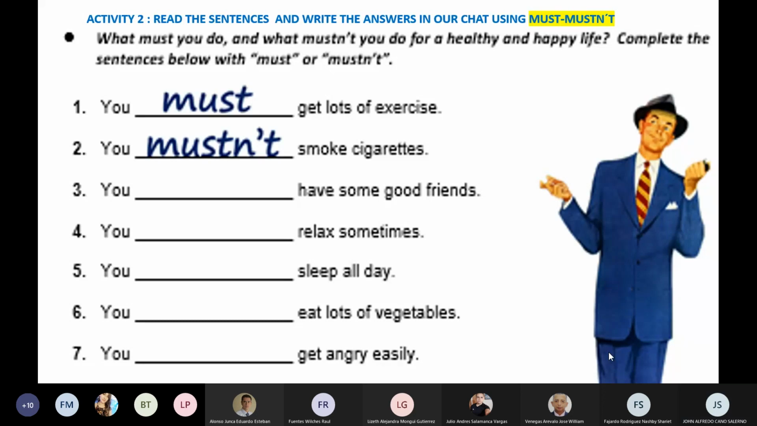You must not sleep all day. Okay, okay. You mustn't or must not sleep all day. Okay, could be positive or negative. Could be, podría ser. Could be positive or negative, you know? No, negative. You mustn't. Mustn't sleep all day. Okay, students, what about number 6? What do you think, number 6?